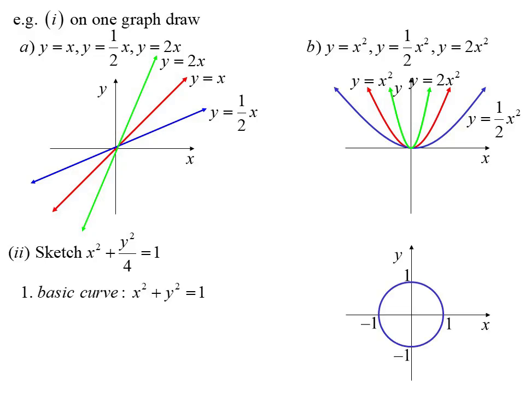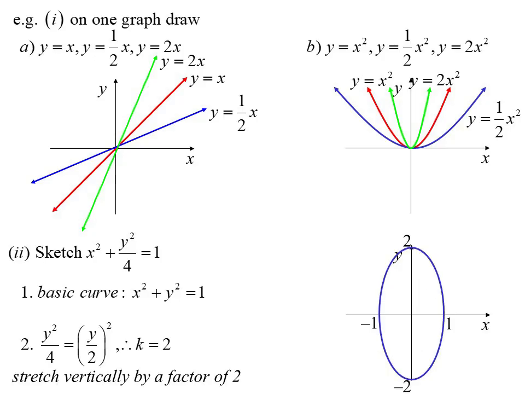I have to draw x squared plus y squared on 4 is equal to 1. The basic curve is the circle x squared plus y squared is equal to 1. What have I done to it? I've changed y squared into y squared on 4. Or another way of thinking about that is y on 2 all squared. It's the y that's been changed, so I've stretched it vertically, and it'll be by a factor of 2. So we're going to stretch it out, and we end up with an ellipse.